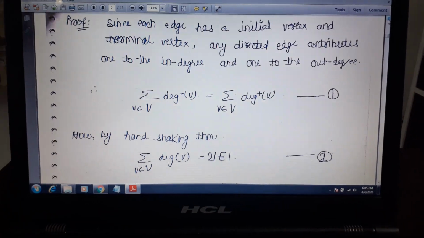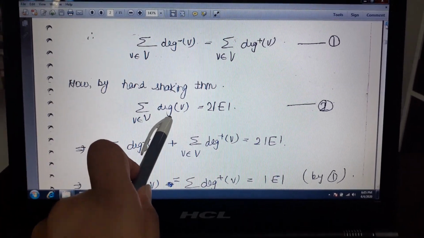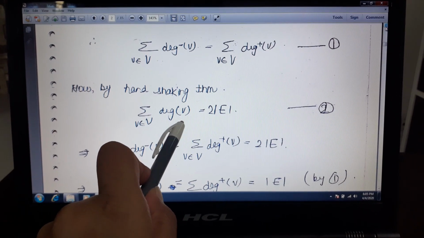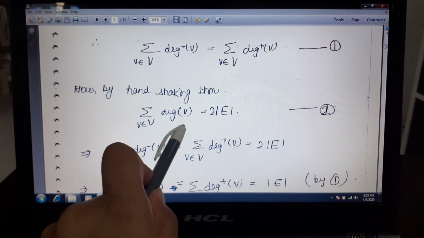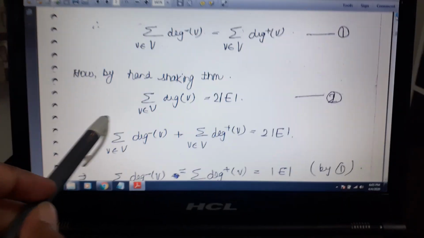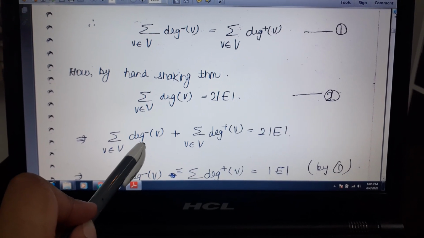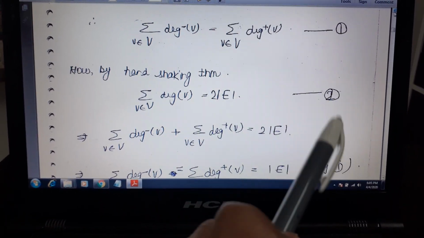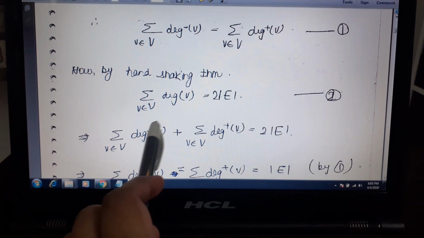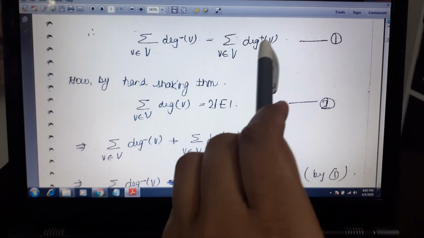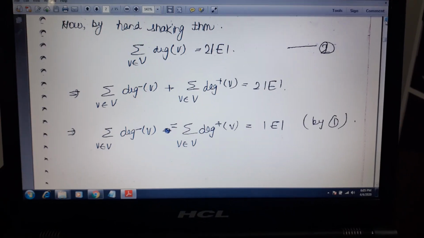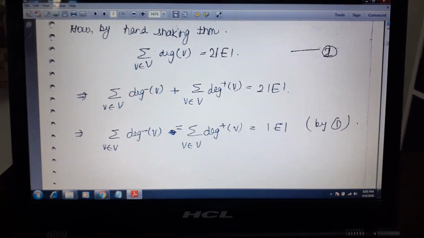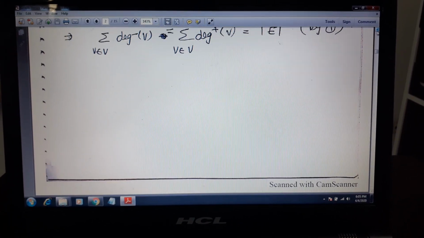But by the handshaking lemma, we know that the sum of all the degrees of vertices is equal to twice the number of edges. The sum of the degrees of all the vertices is the same as the sum of all the in degrees plus the sum of all the out degrees, which is equal to twice the number of edges. But this is equal to this by this point, right? So each of these is equal to the number of edges. Hence we are done.